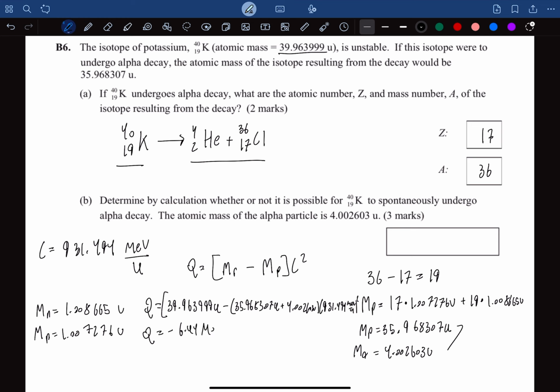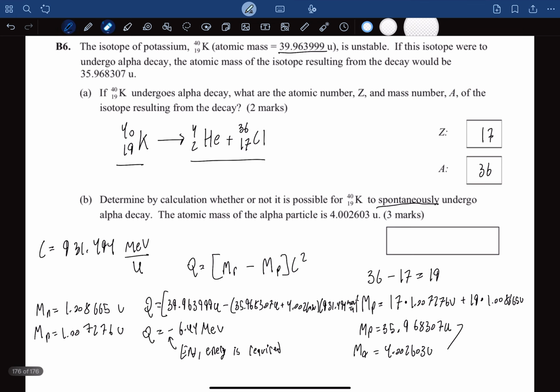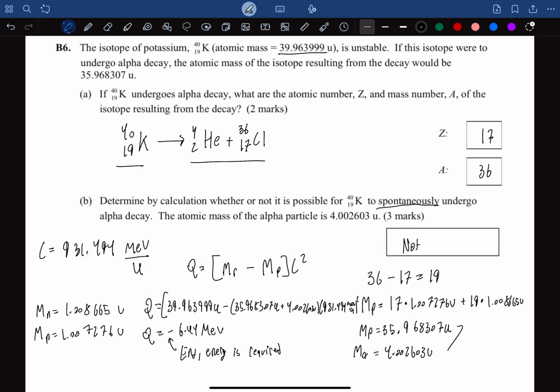6.44 MeV. The most important part is this negative. This negative means it's endothermic and energy is required. Because energy is required, this does not spontaneously undergo alpha decay. So it's not possible.